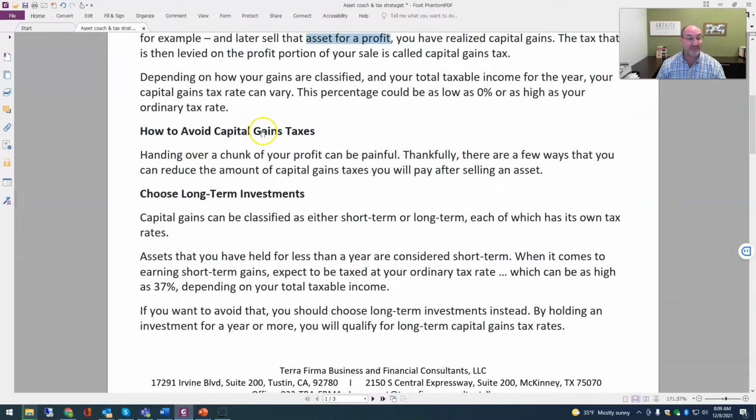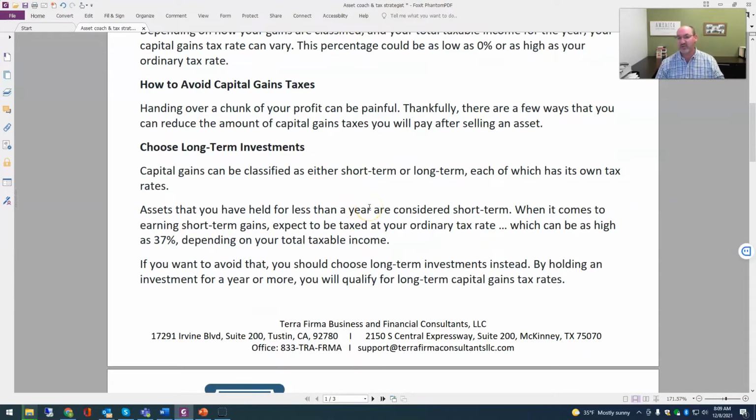Okay, so how to avoid capital gains tax? Well, handing over a chunk of your profit can be painful. Sure, any kind of tax is painful, right? You work hard for this money. You want to be able to keep as much as you can. So choosing long-term investments, meaning, hey, don't sell in the short term because you're going to end up paying 5% more. Well, it depends on your gain, right? It depends on the asset. So what they're saying here is, as best as you can, extend the ownership of this asset beyond the short term, so it enters into long term. By considering long term, a year or longer, you get a better tax benefit than if it's short term.